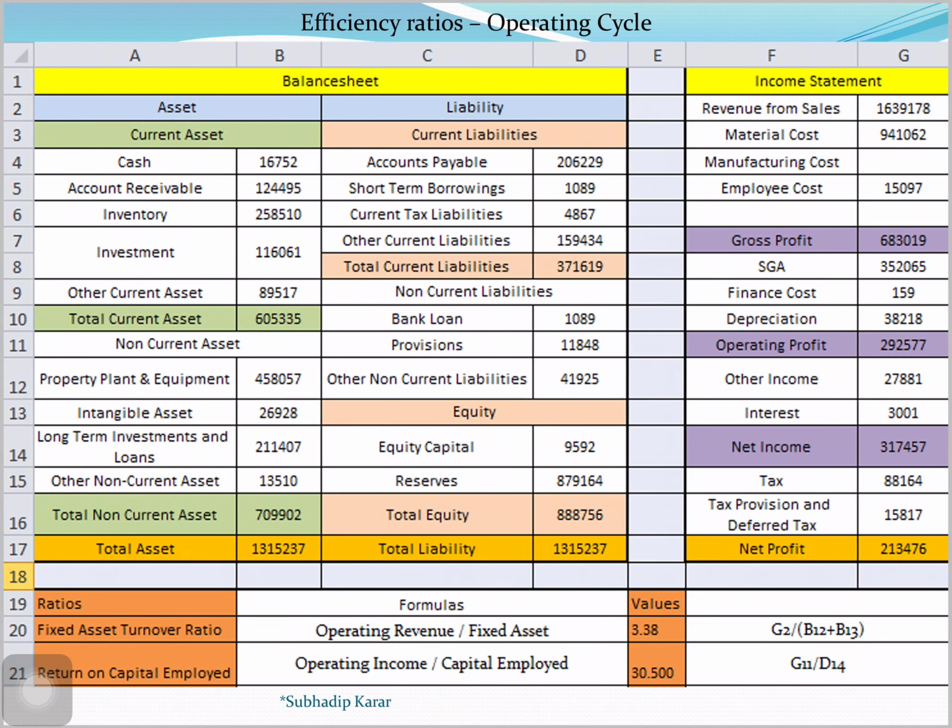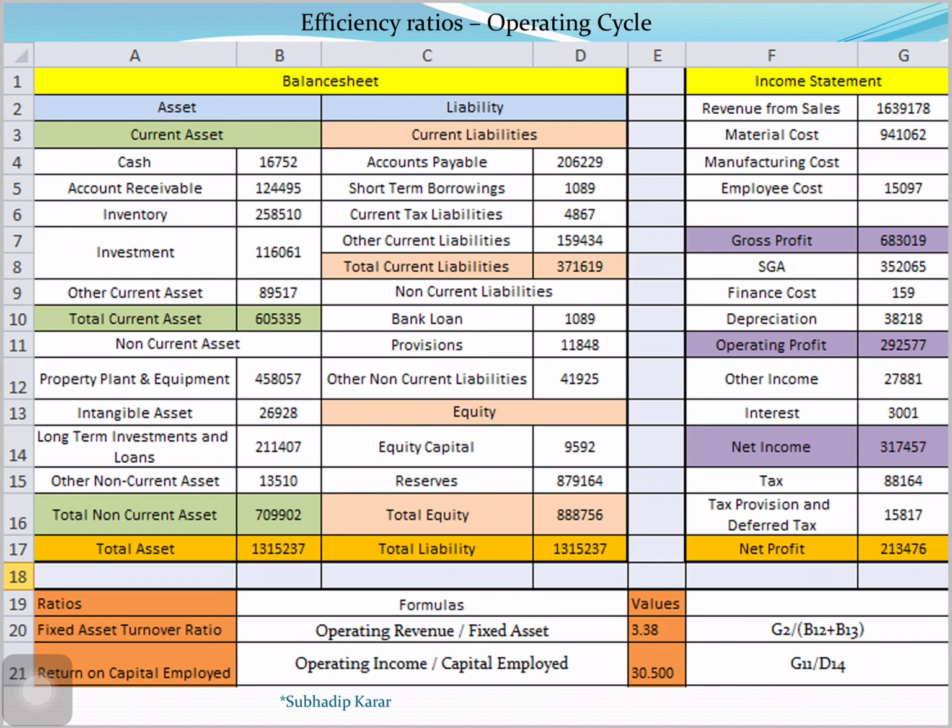Next in the set of efficiency ratios is the fixed asset turnover ratio, which is generally used by analysts to measure operating performance. This ratio compares net sales to fixed assets and measures the company's ability to generate net sales from its fixed asset investments. It is calculated by dividing operating revenue by the fixed assets. The fixed asset balance is used net of accumulated depreciation.